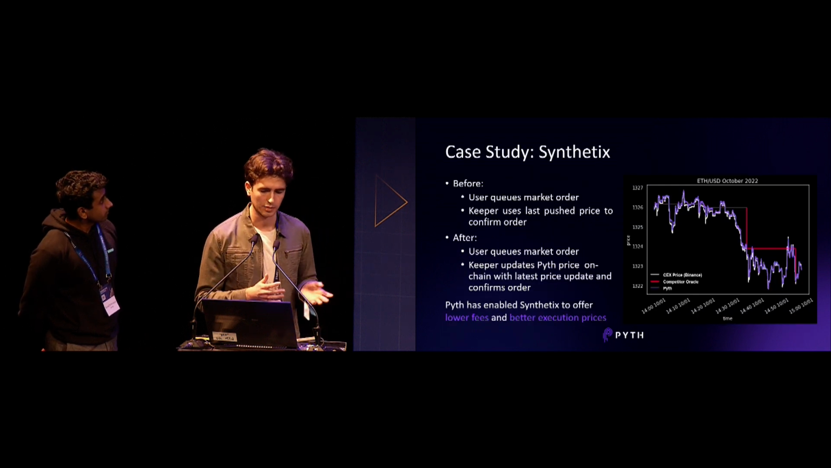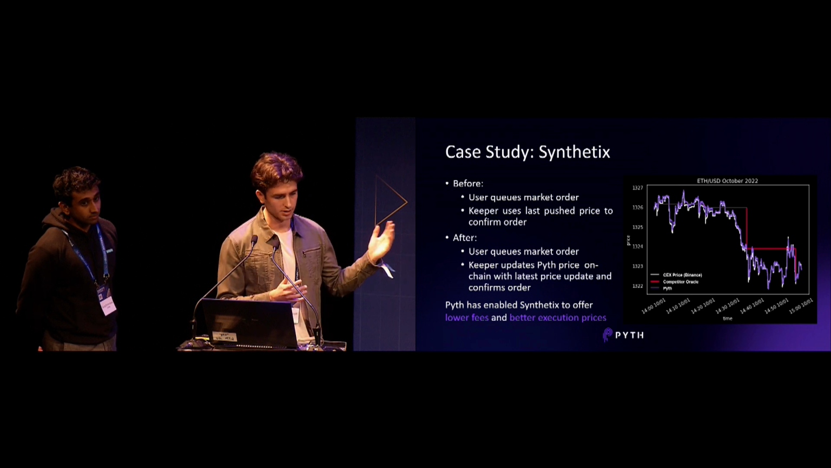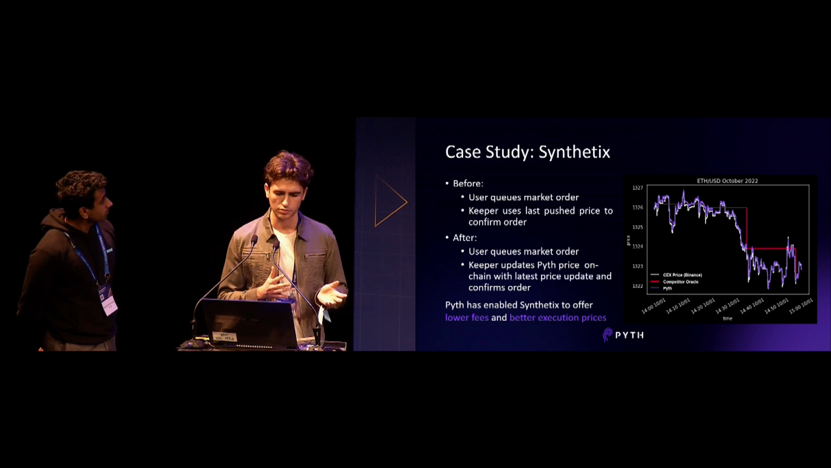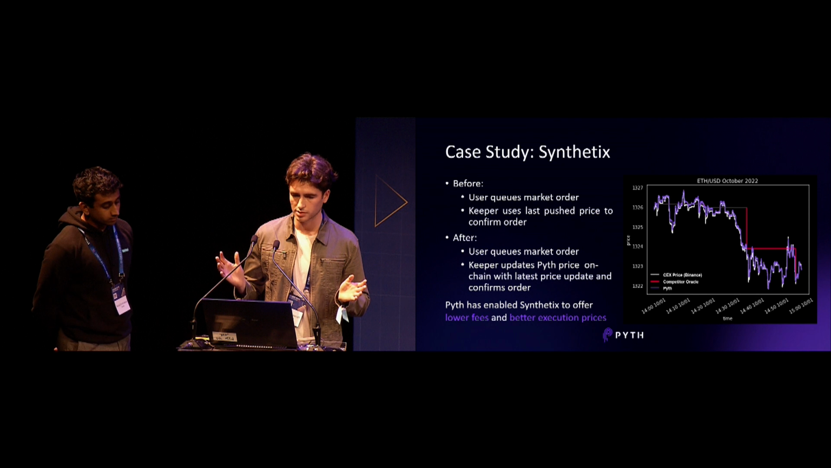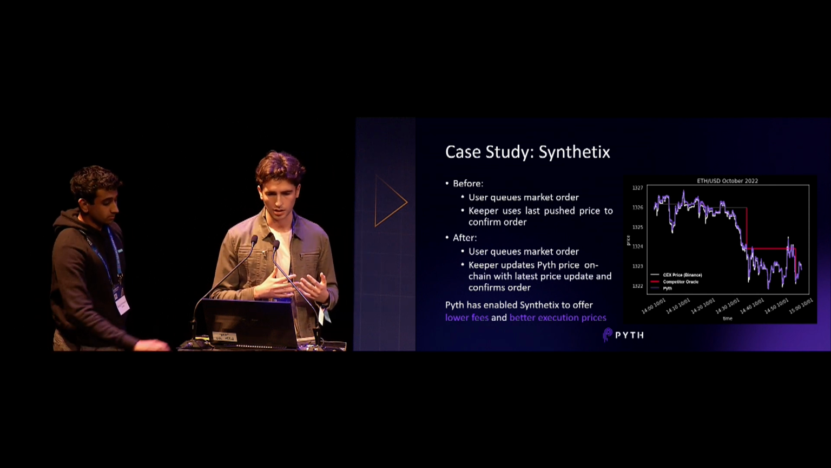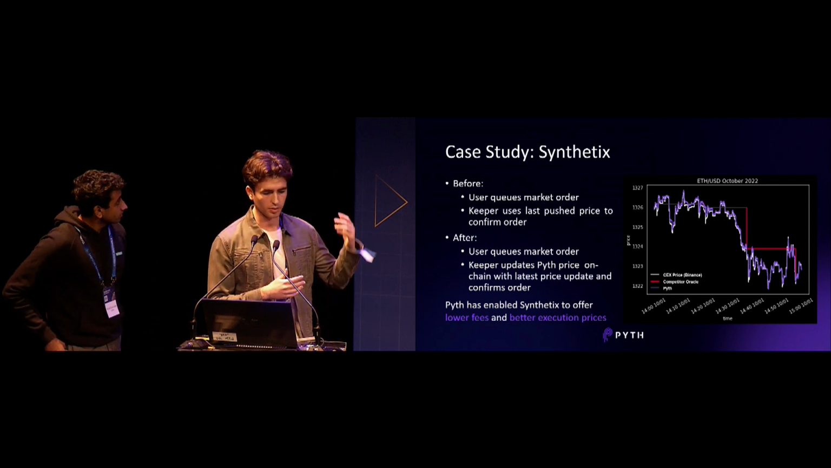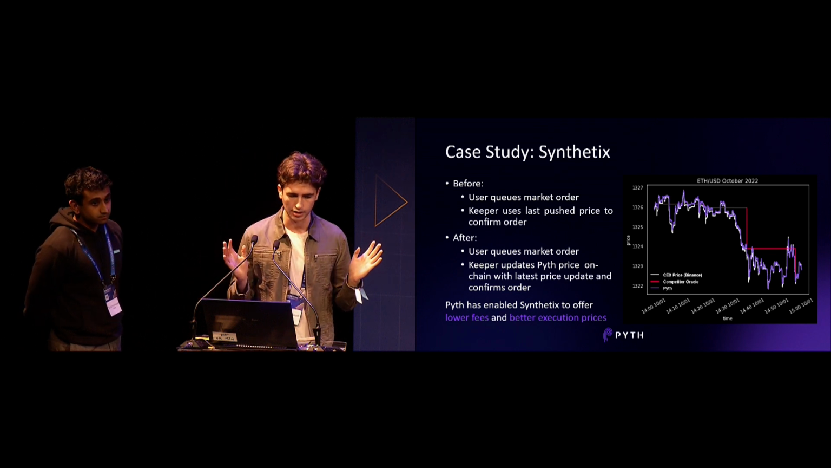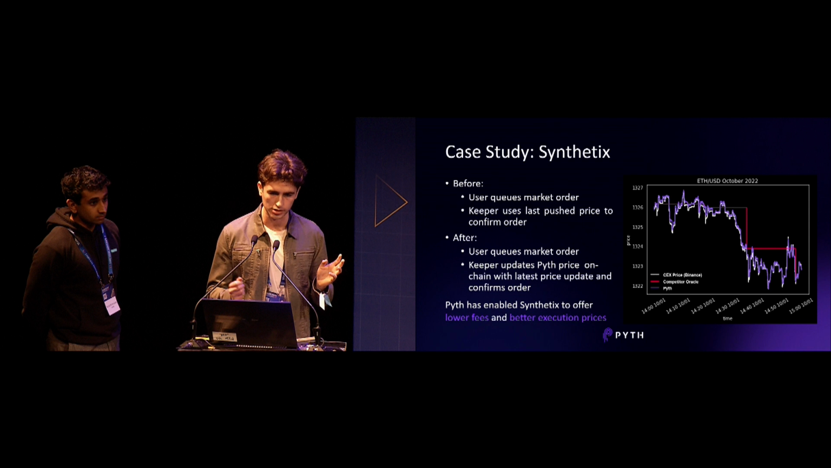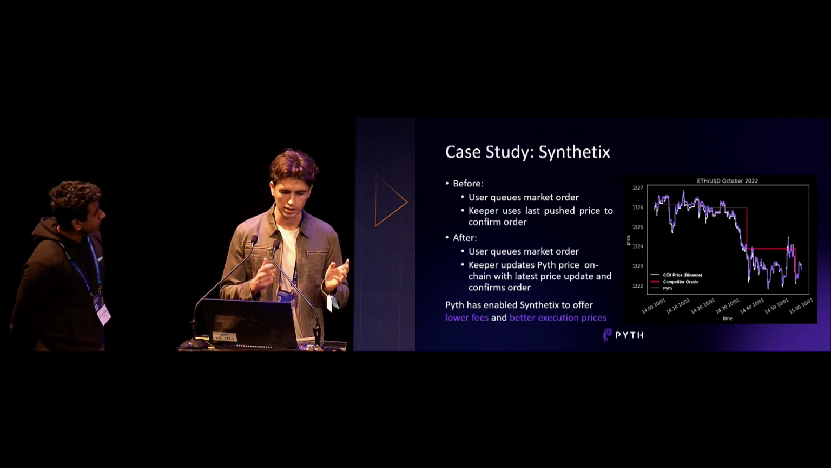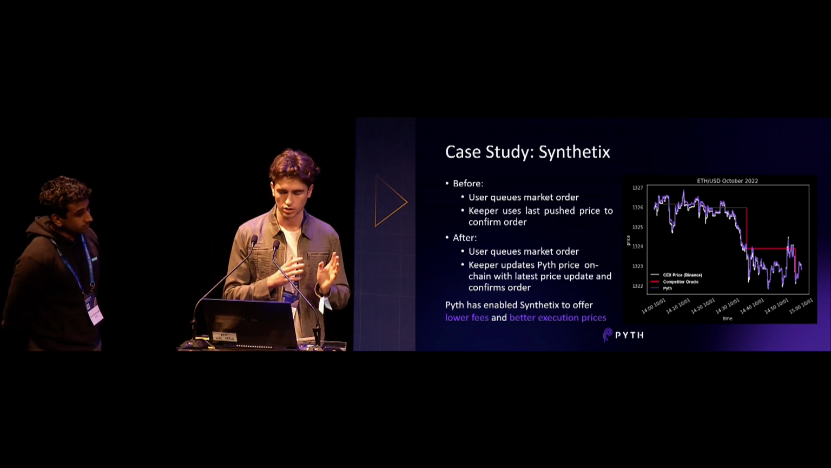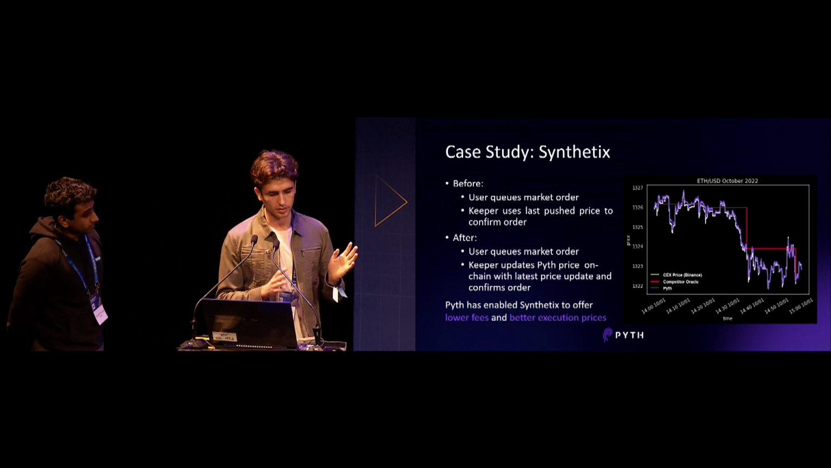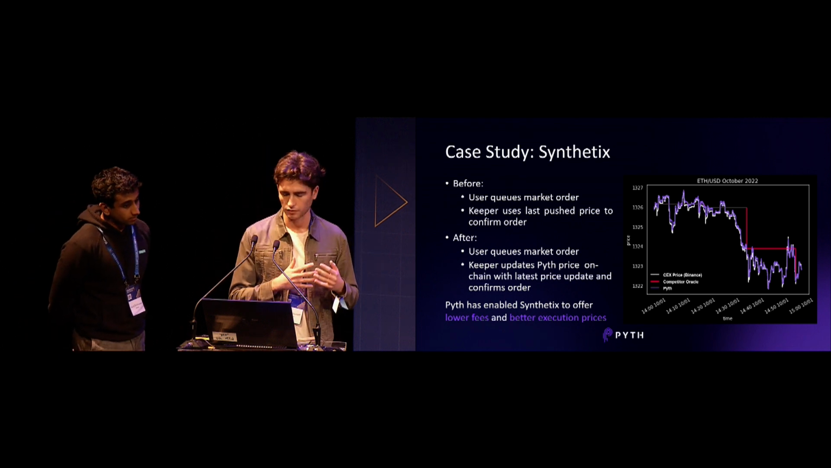So we want to present a particular case study that I think is quite illustrative of the difference between the typical push-based model and the pull-based model that Pyth is pioneering. Before, the way synthetics typically works, at a pretty high level, is that a user will queue a market order for some derivative on the platform. The keeper will then use the last push price to confirm the order.